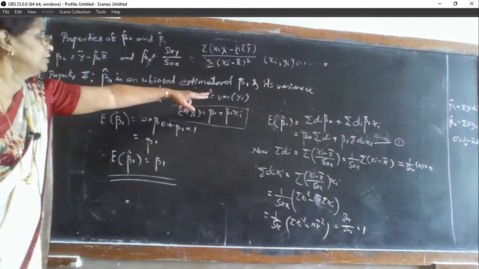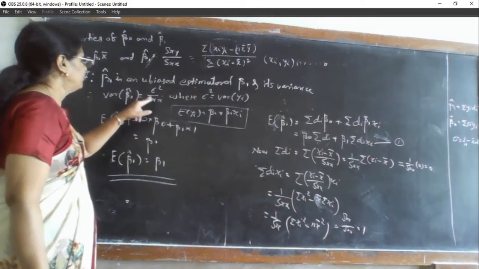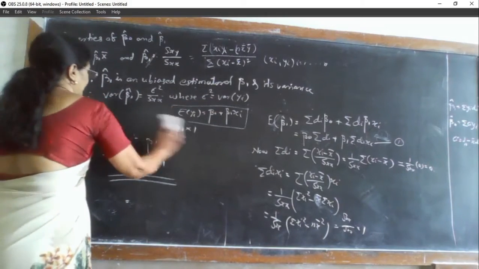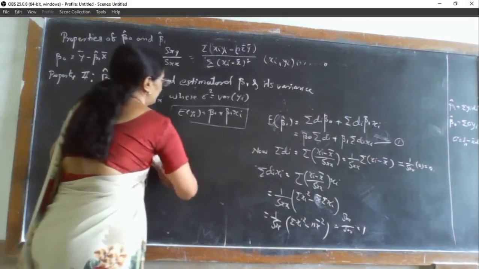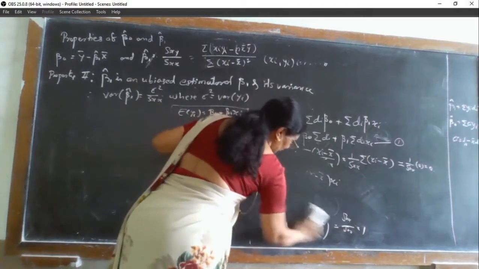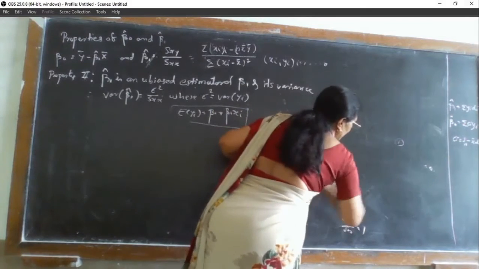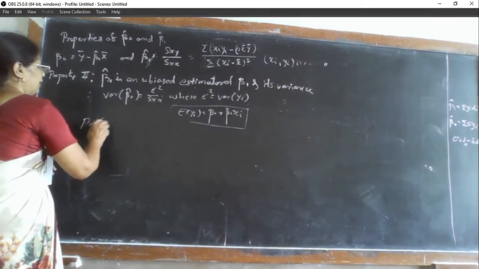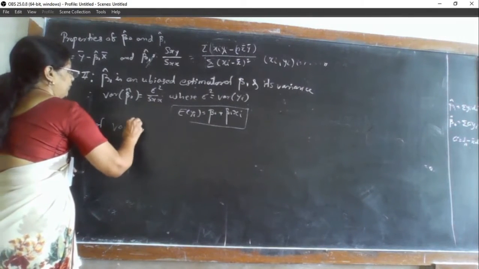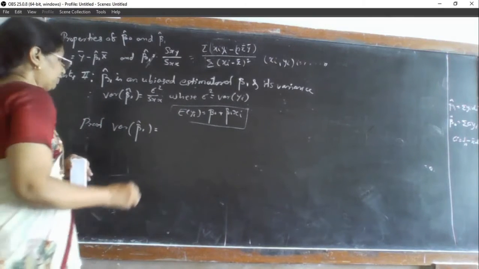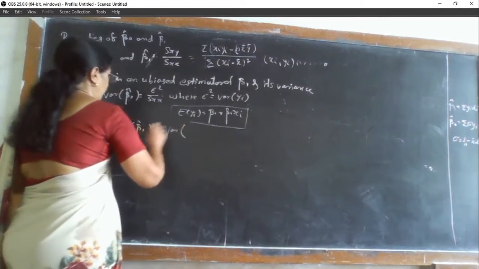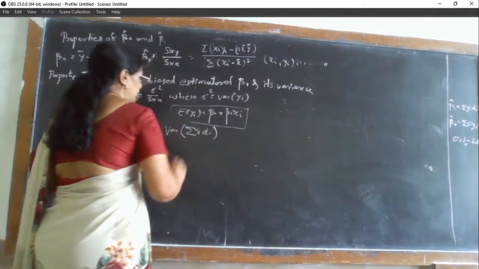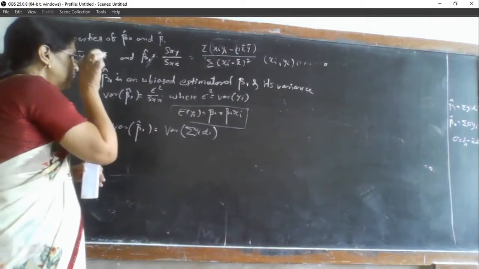Now, the second part: variance of beta 1 cap is sigma square upon Sxx, and sigma square is variance of Y. Now we will show the second property, that variance of beta 1 cap is sigma square upon Sxx. How to prove this second part? What is variance of beta 1 cap? Variance of beta 1 cap is same as variance of beta 1 cap, which is summation of yi into di.